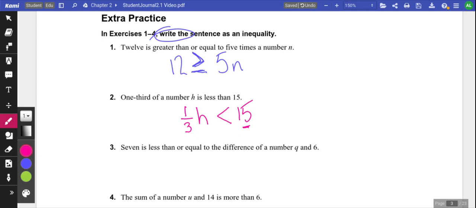All right, so if you really struggle with remembering which way your sign should go, write out your two values and then think about what way makes sense for the sign.